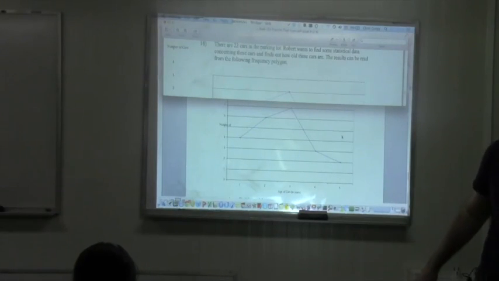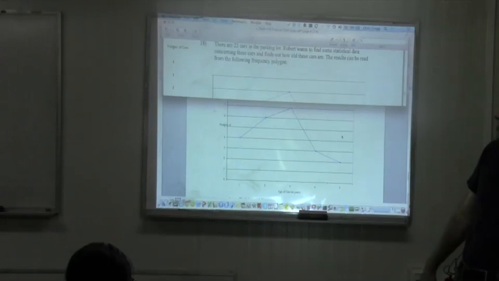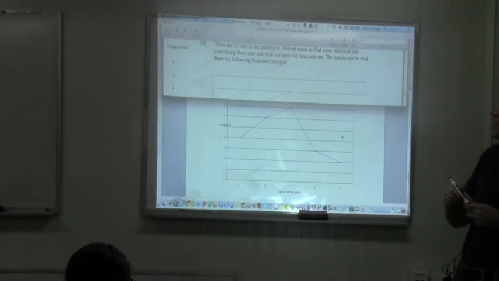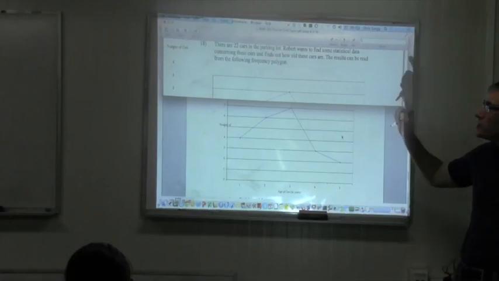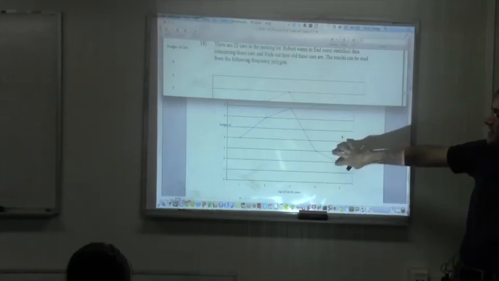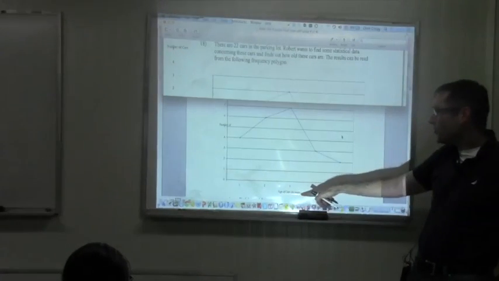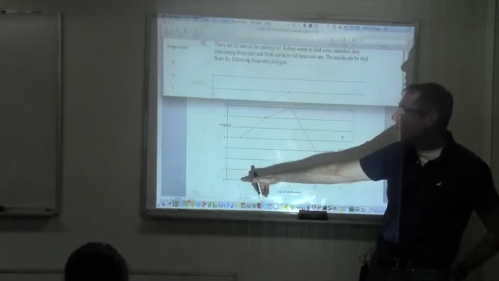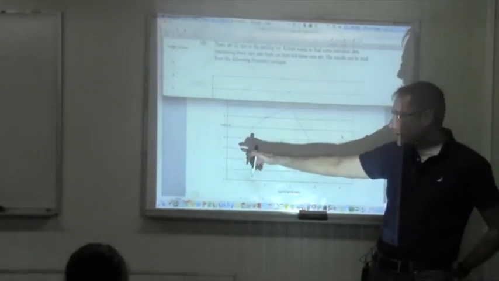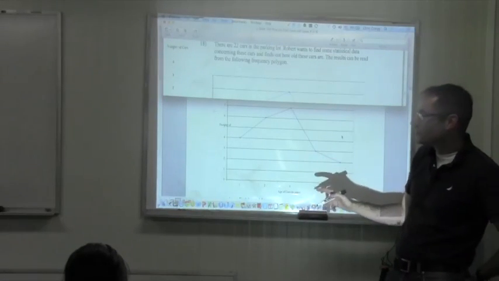Number 18 on the practice test. 22 cars in the parking lot. Robert wants to find some statistical data concerning these cars and finds out how old the cars are. The results can be read from the following frequency polygon. So this is a frequency chart that tells you how old the car is and how many cars fit that age. This is why it might have been a little tricky.